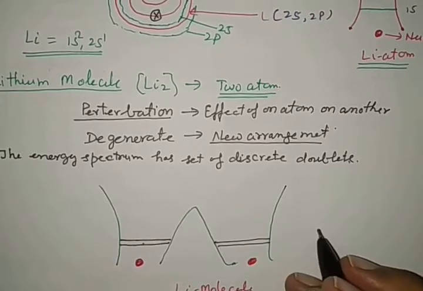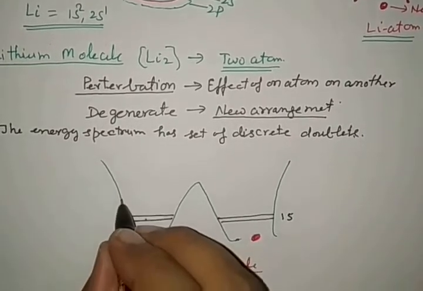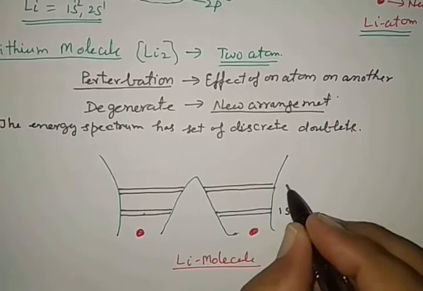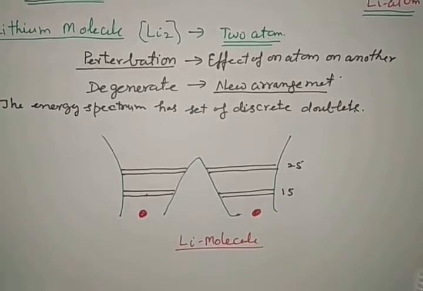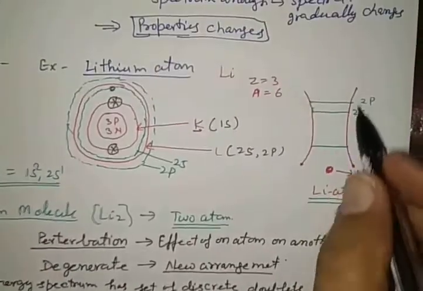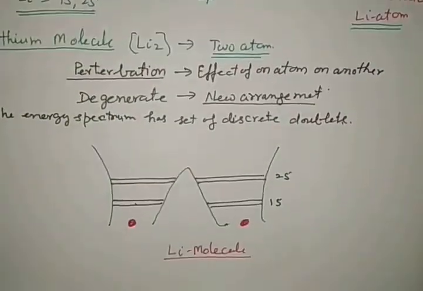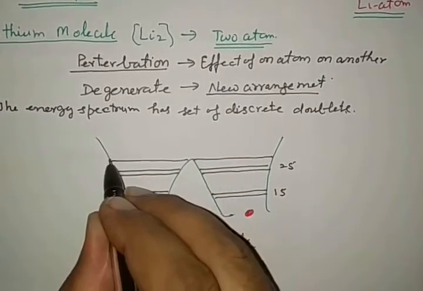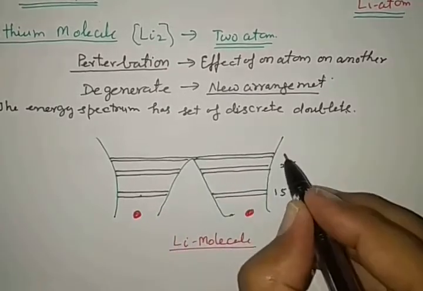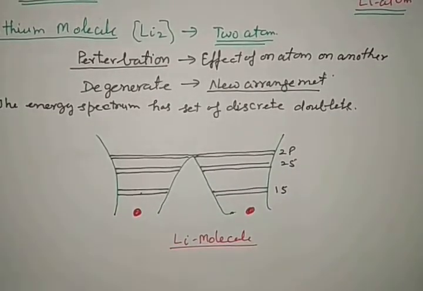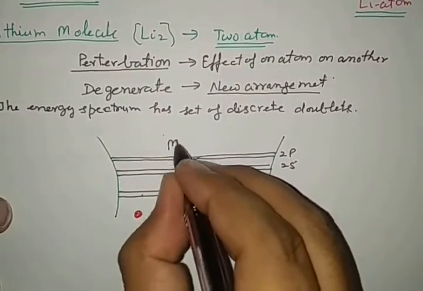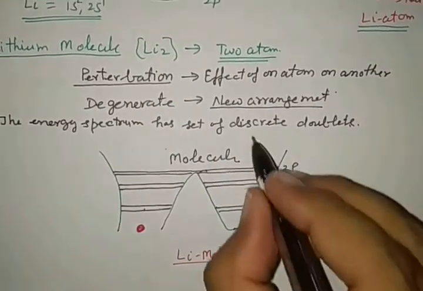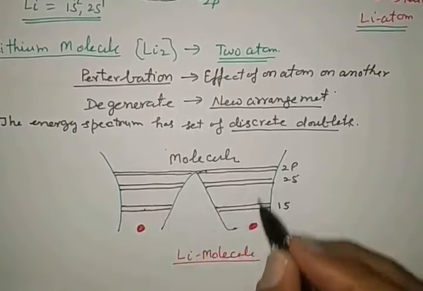What is this? 1s. Same as that, see carefully. Degeneracy again in 2s. After 2s, there is the single electron in 2p. So see very carefully, this is 2p degeneracy. It is a molecule, right? So this molecule has a discrete doublet. This is called a doublet, right?